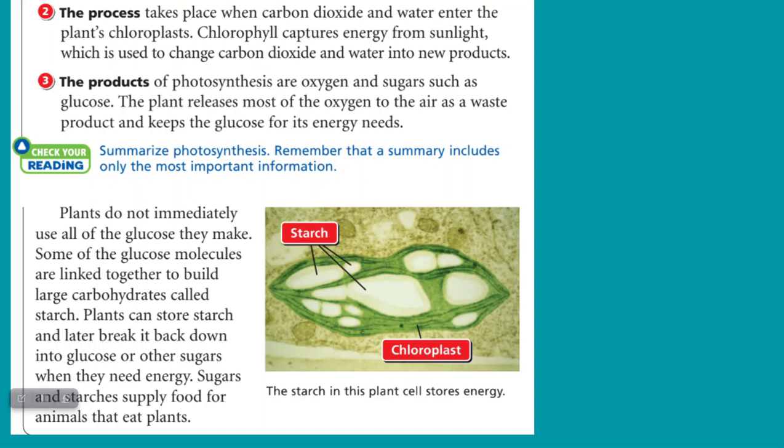Okay, some more information. Plants do not immediately use all of the glucose they make. Some of the glucose molecules are linked together to build large carbohydrates like starches. And then the plants can store that starch and break it down later if they need to. Or, of course, when consumers eat the plants, they also will have the starch that they can break down. The starch or the glucose is going to be a place where the plant is storing energy.